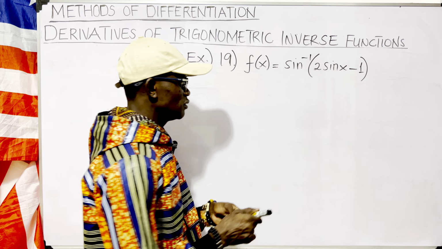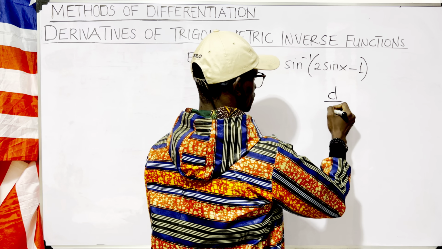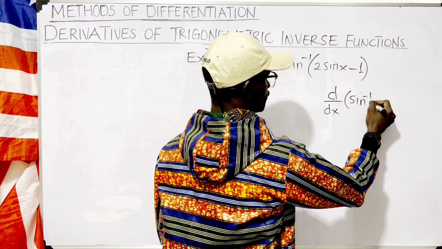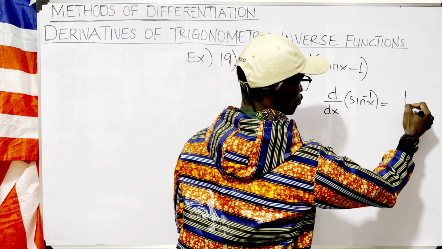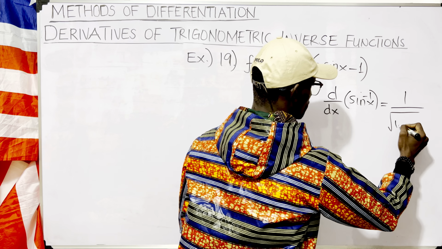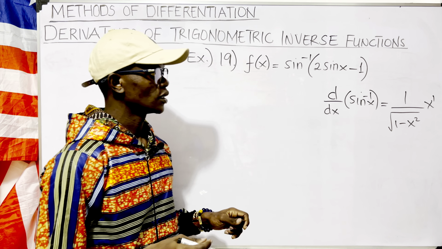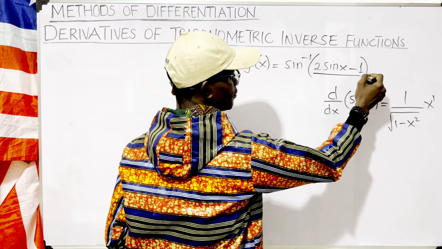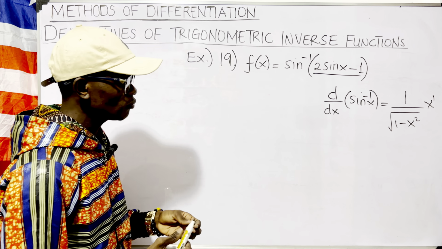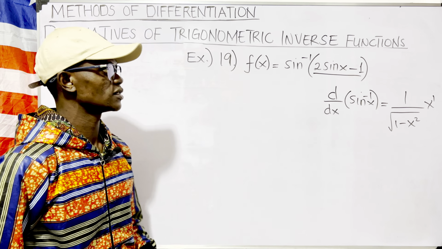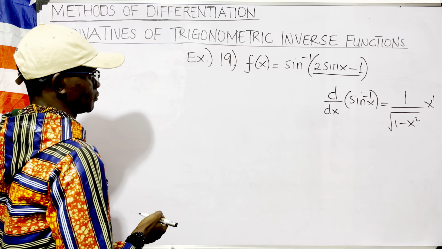So we know that the derivative of sine inverse of x is just equal to 1 all over the square root of 1 minus x squared times the derivative of x. So this entire expression represents our x. When we differentiate this expression, we must also differentiate our x. So let's find the derivative.